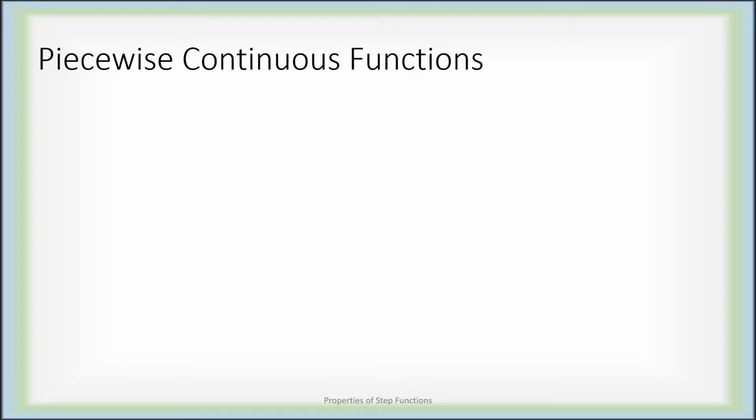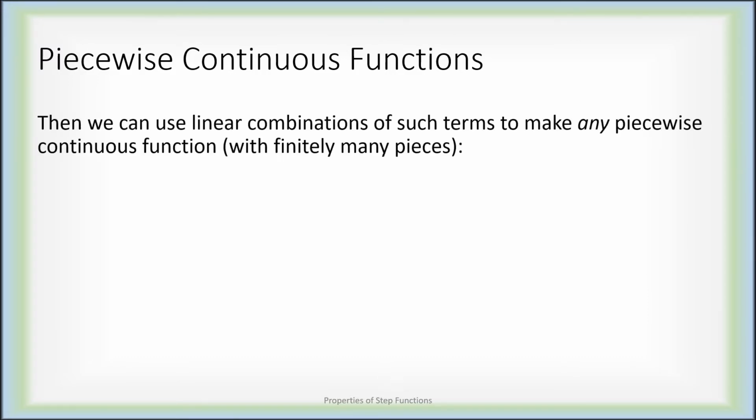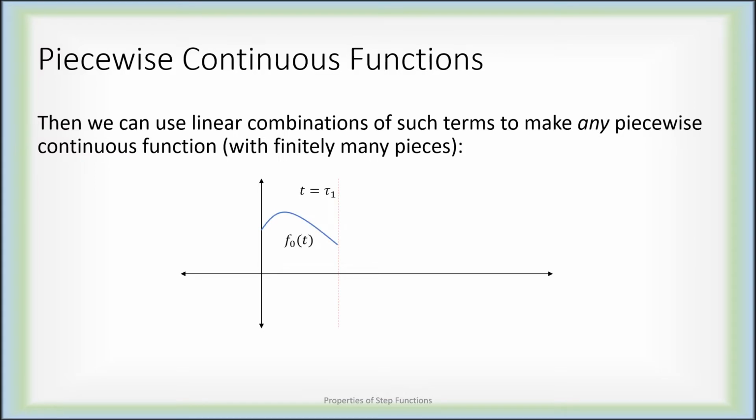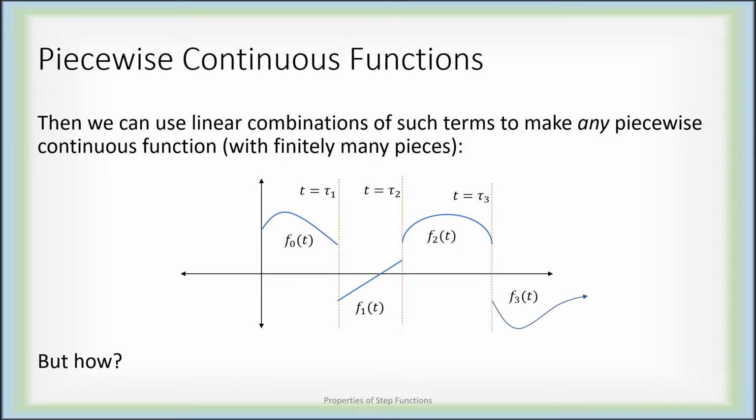And in fact, we can use this approach to generate something which is a piecewise continuous function with many pieces. So here's our set of coordinate axes. Now here is a piece of a continuous function starting at 0 and ending at tau 1. And then maybe there's another continuous function in between tau 1 and tau 2, and another continuous function from tau 2 to tau 3, and so forth. But how are we going to represent a crazy mess like this as an approachable sum of various products?